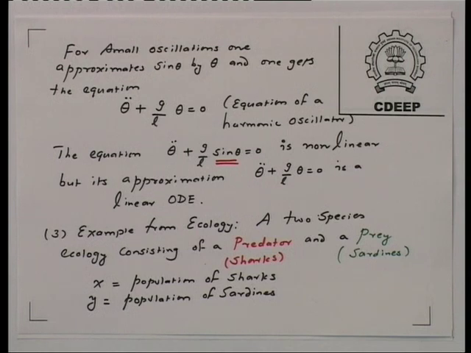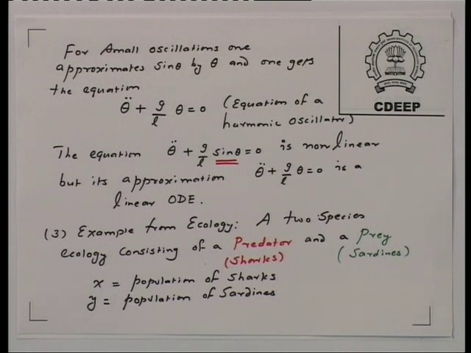Right. So, the comment that I made now appears explicitly. The equation theta double dot plus g over L sin theta is non-linear. The non-linear term has been underlined in red, but its approximation is a linear ODE. Now, I am not giving you a very precise definition of what is a linear ODE. I can tell you what it is. A differential equation is said to be linear if it obeys the superposition principle. If y1 and y2 are two solutions, then c1 y1 plus c2 y2 is also a solution.